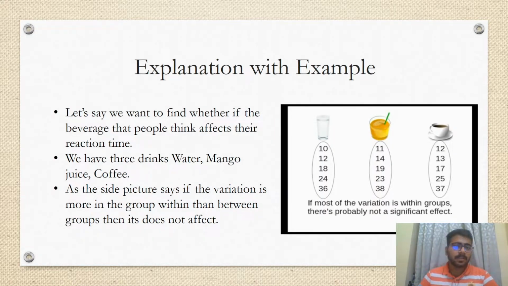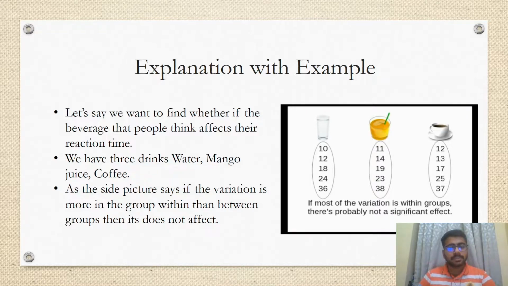Let's take an example to explain more about ANOVA. We have different participants, or we can say consumers, who drink these three drinks on a daily basis. What are these three? Water, mango juice, and coffee. We are going to find out whether the type of drink affects their reaction time or not.